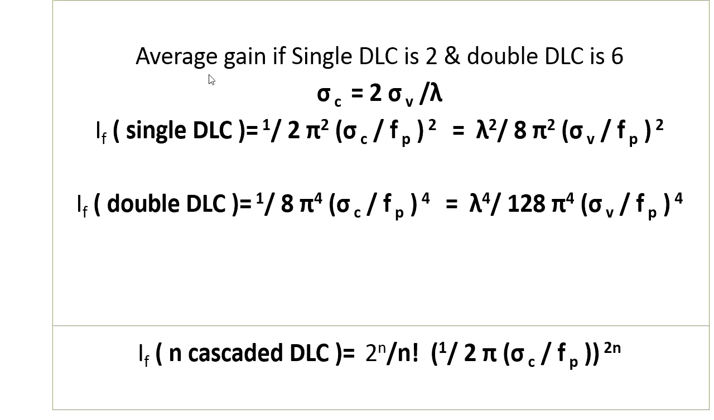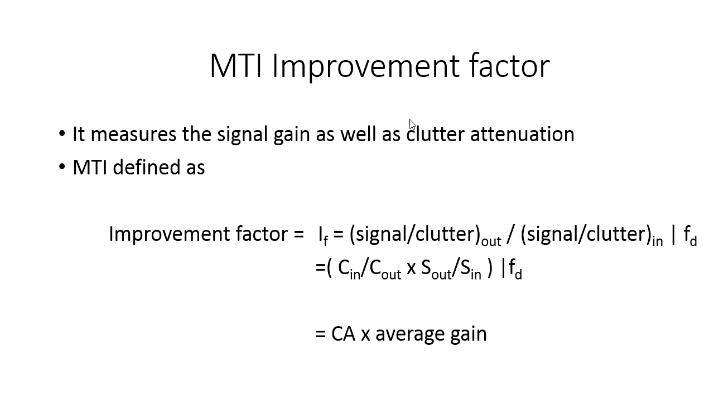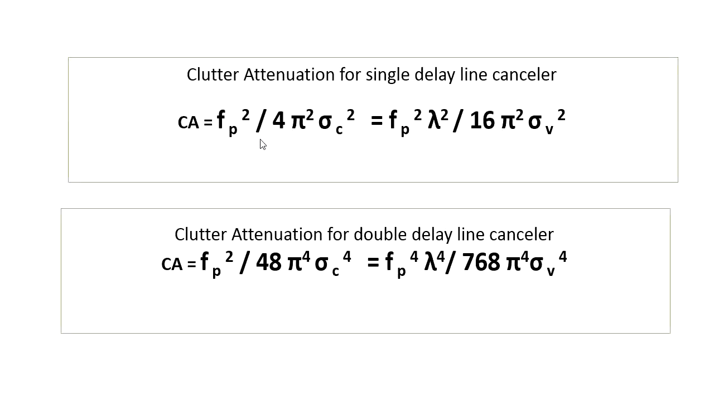So as we know, the average clutter gain for the single delay line canceller is given as 2, and for the double delay line canceller, the average gain is given as 6. So here, the improvement factor is equal to clutter attenuation into average gain. In order to find the improvement factor for the single delay line canceller, the average gain can be substituted as 2 and the clutter attenuation substituted in this formula.